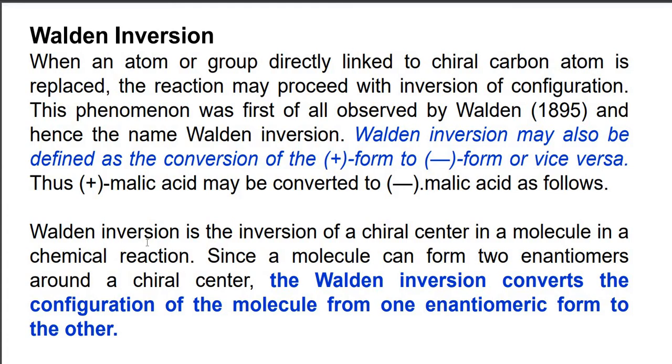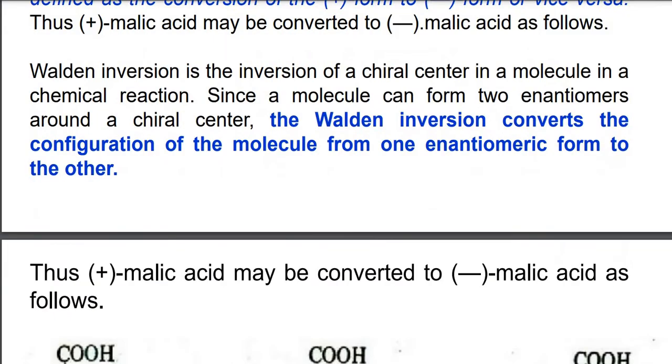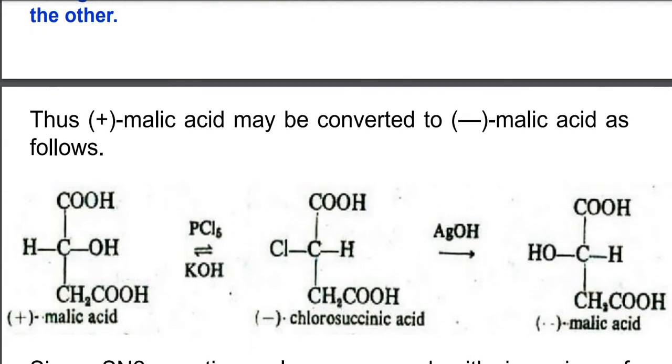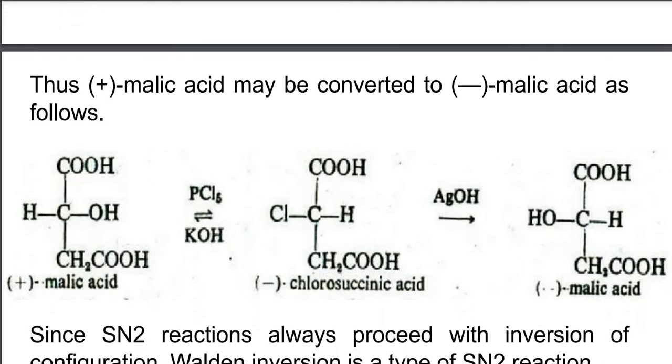You can see here Walden inversion is the inversion of a chiral center in a molecule, not other centers, in a chemical reaction, since the molecules can form two enantiomers around a chiral center. The Walden inversion converts the configuration of the molecule from one enantiomer form to the other. So malic acid, which is positive configuration, may be converted to negative malic acid as follows.